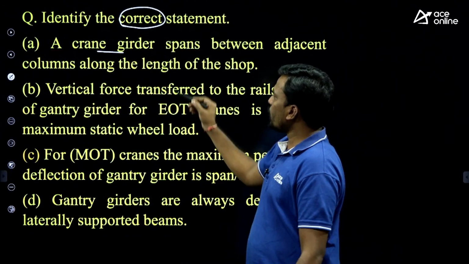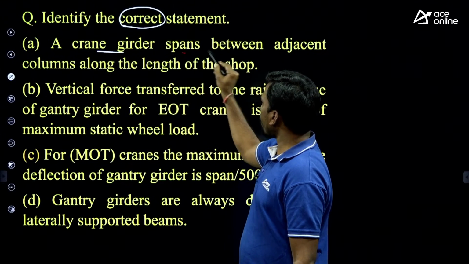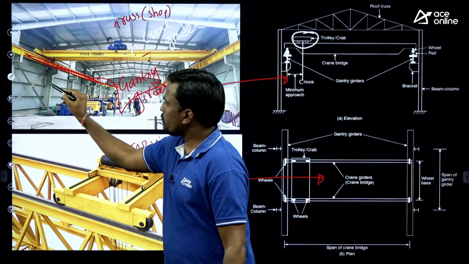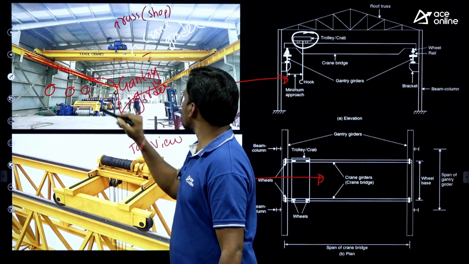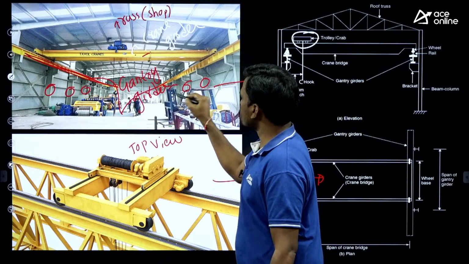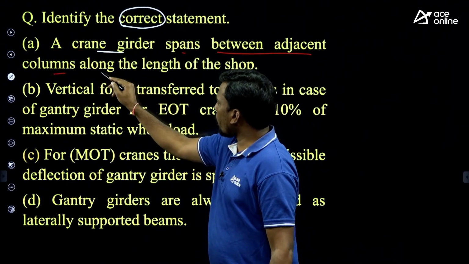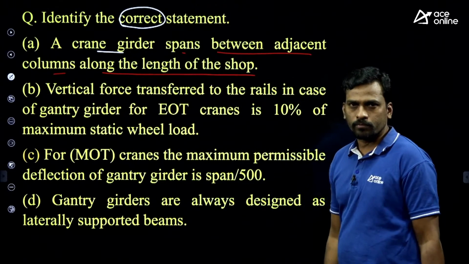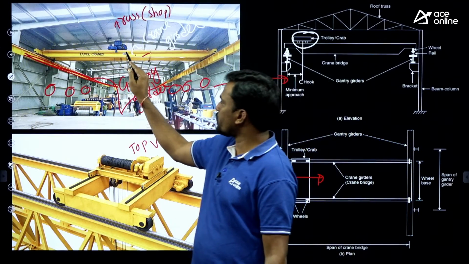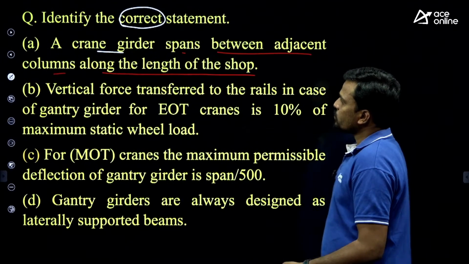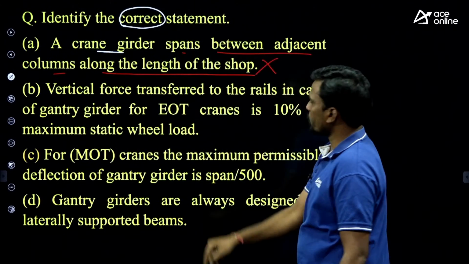So what is the statement given? A crane girder spans between adjacent columns. Yes, these are the columns, and these are the columns, and columns are along the length of the shaft. No, the crane girder is not along the length of the shaft. So this is the wrong statement.